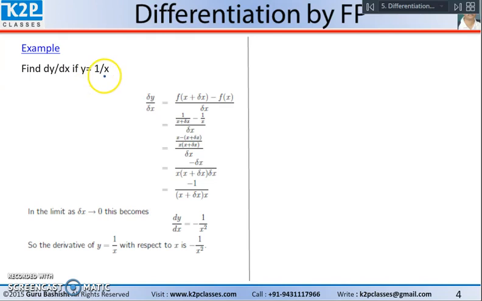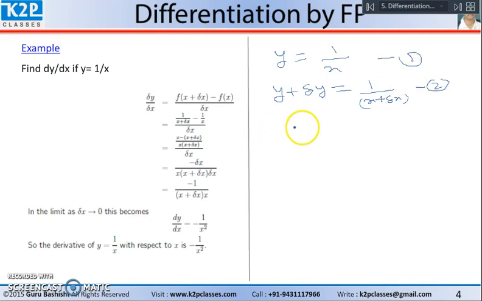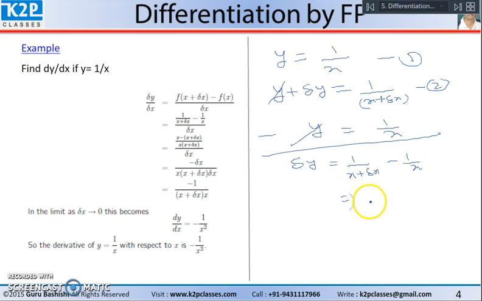Let us find the differentiation of 1 by x by first principle. So y equal to 1 by x. Let delta x be a small change in x, due to which y value changes to y plus delta y. So y plus delta y equal to 1 by x plus delta x. So this is equation 2 and this is equation 1. If we subtract equation 1 from equation 2, what will we get? So y cancels out. Delta y equal to 1 by x plus delta x minus 1 by x. That is x minus x plus delta x over x into x plus delta x. X is cancelled out. Now divide both sides by delta x.